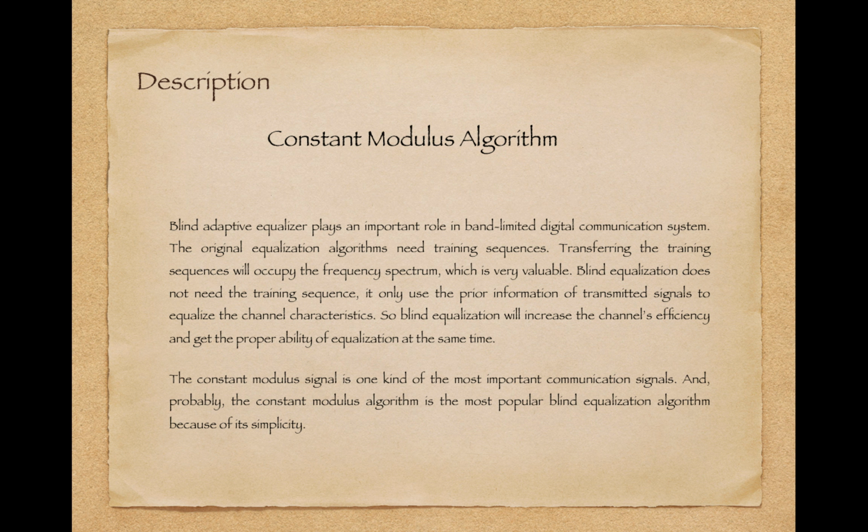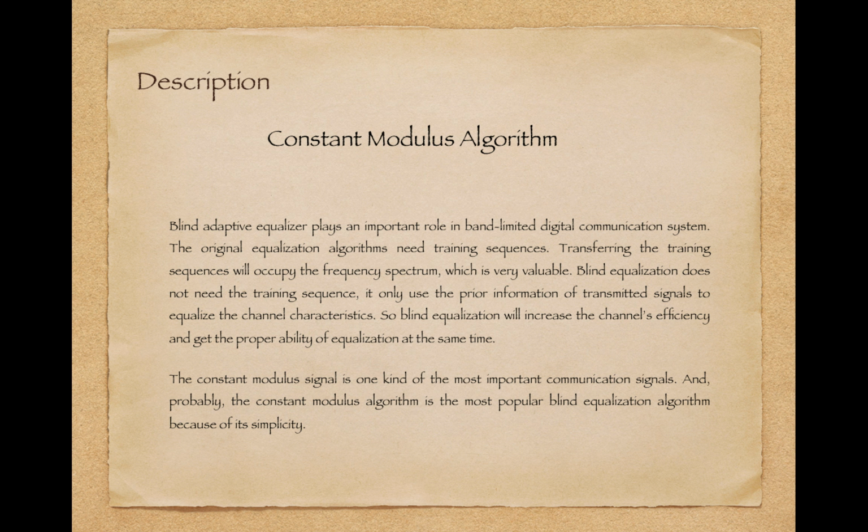Last we talk about the constant modulus algorithm. The blind adaptive equalizer plays an important role in band-limited digital communication systems. The original equalization algorithm needs training sequences. Transferring the training sequences will occupy the frequency spectrum, which is very valuable. Blind equalization does not need the training sequences. It only uses the prior information of transmitted signals to equalize the channel characteristics.